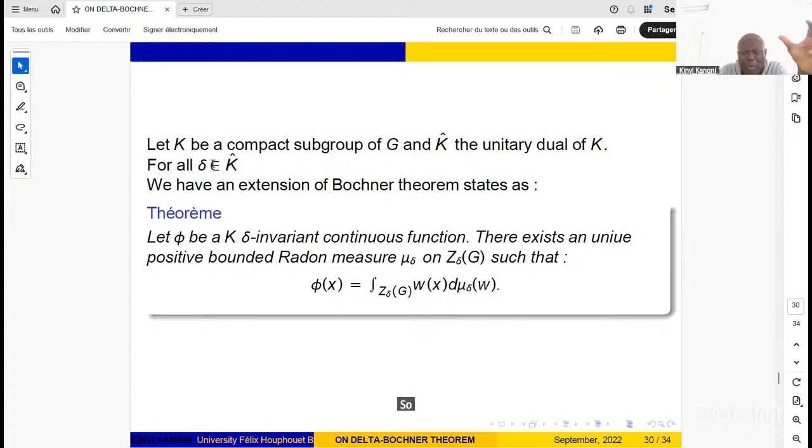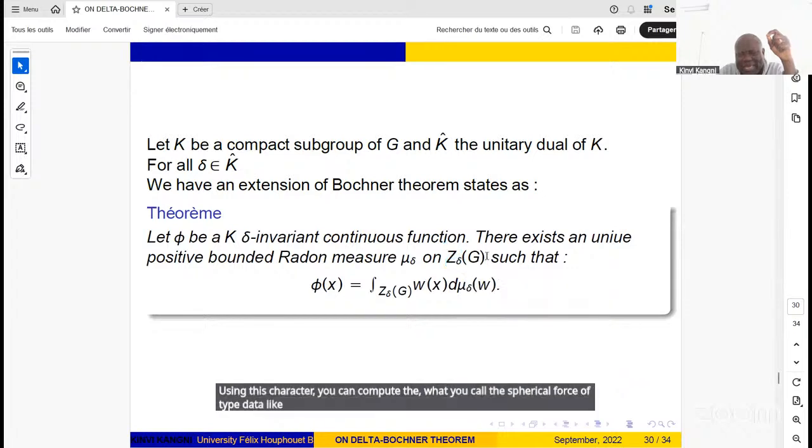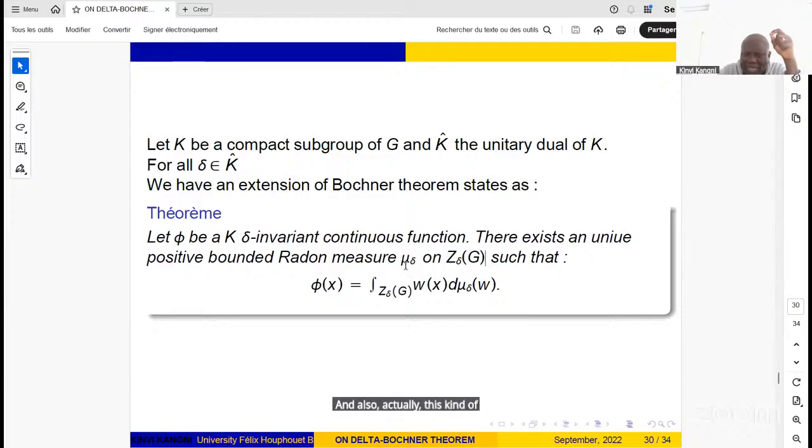So you can compute the character χ_δ, the generalized character of your group. Using this character, you can compute what you call the spherical function of type δ, like this, Z_δ of G. And also, associating this kind of representation with δ, you can decompose it in this form, which is called the general case of the δ-Bochner theorem.